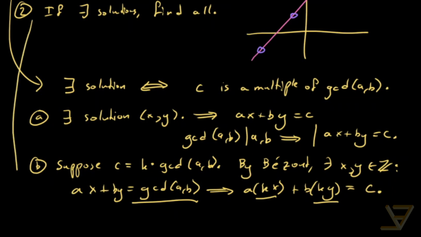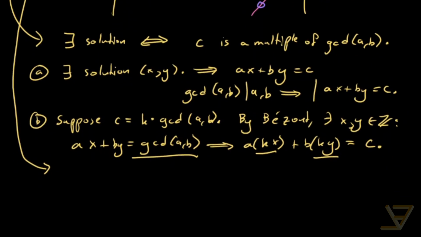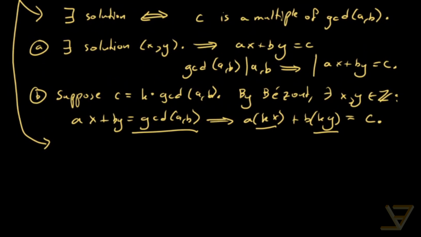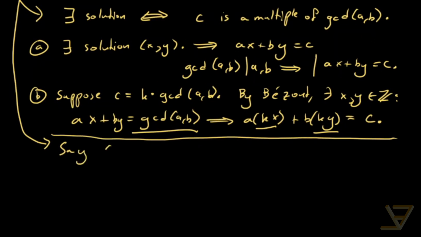Okay, so next we're going to look at the second component of the theorem, which is characterizing all solutions based off of one solution. Say x1, y1 is a solution. So we found one solution. And you can find the solution using the extended Euclidean algorithm. I've talked about this in a different video where we use the extended Euclidean algorithm to find one solution with the Bézout coefficients.